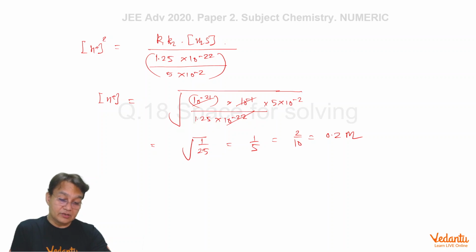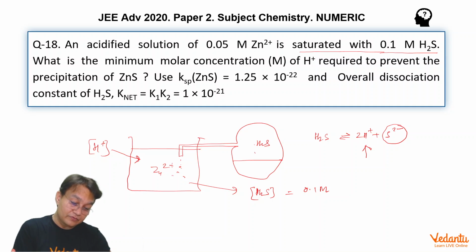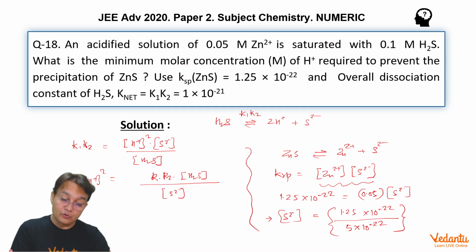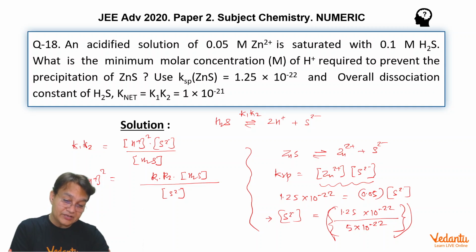So it turns out to be a very simple calculation. This is the concentration of H+ ion. If you maintain this concentration of H+ ion, or if you make it more than this, then the S2- concentration will decrease from this value, 1.25 into 10 to the power minus 22 divided by 5 into 10 to the power minus 2, and when it decreases, the precipitate of ZnS will not form. So a very interesting problem, a very commonplace problem.